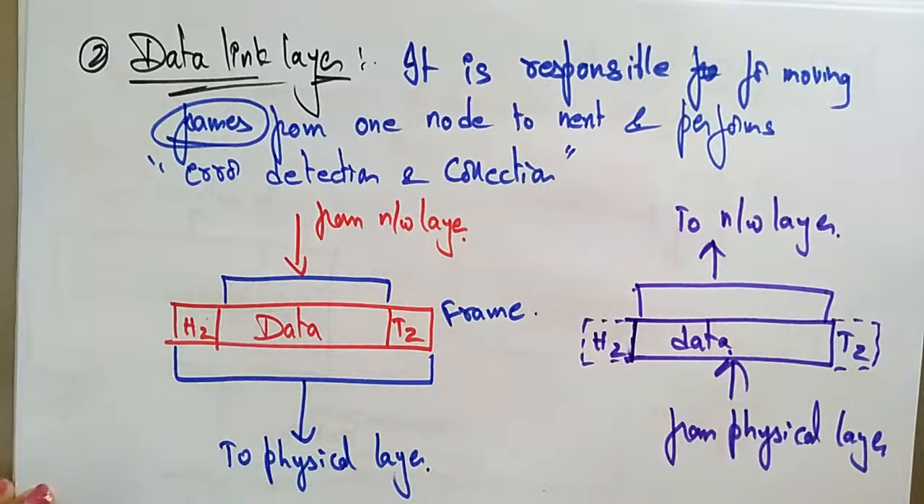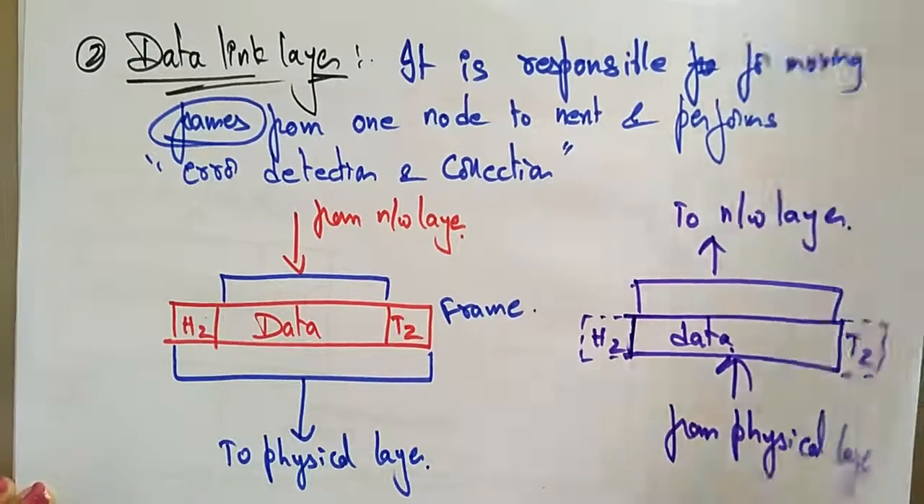So this is about the data link layer. Let me explain the next one. What is the next layer? That is the network layer.